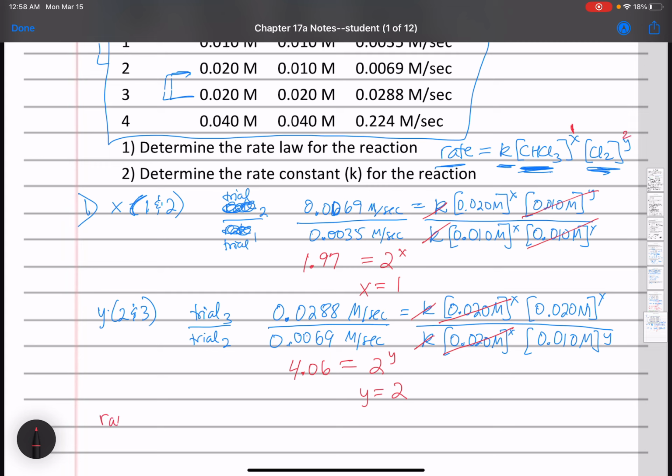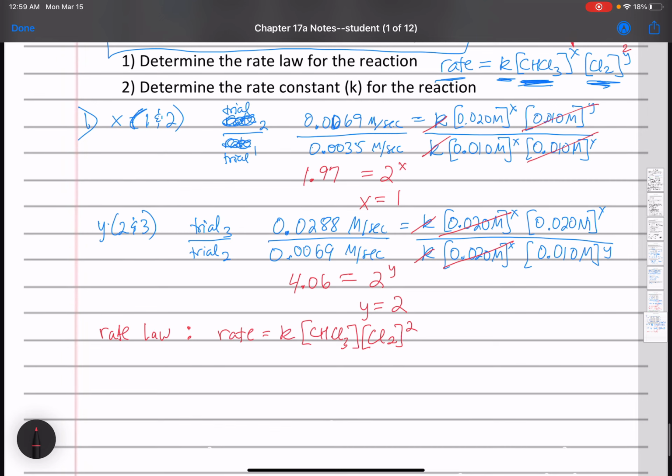So the rate law for this reaction is that the rate equals K times the concentration of CHCl3 to the first power. I don't need to write anything there, I just leave it blank. An exponent of 1 does not need to be written. And chlorine gas to the second power. So this would be the rate law.